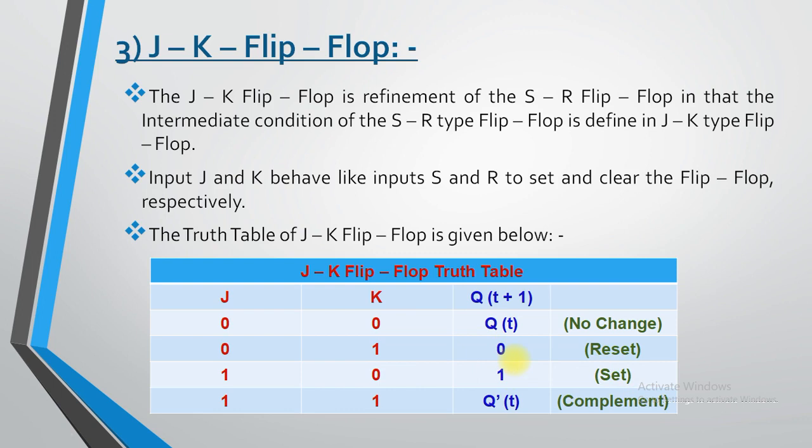What is the change? There is a change in the last condition of the SR flip flop, when the value of S equals 1 and the value of R equals 1. In those cases, with the SR flip flop, an intermediate state occurs. To remove that drawback or disadvantage, we have the JK flip flop, in which if the value of J equals 1 and the value of K equals 1, you will get the complemented value of QT. Only the last change is there.